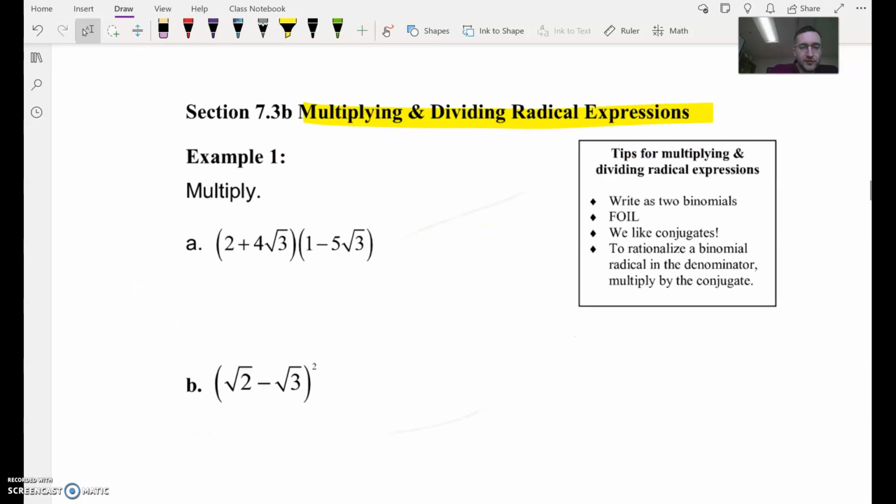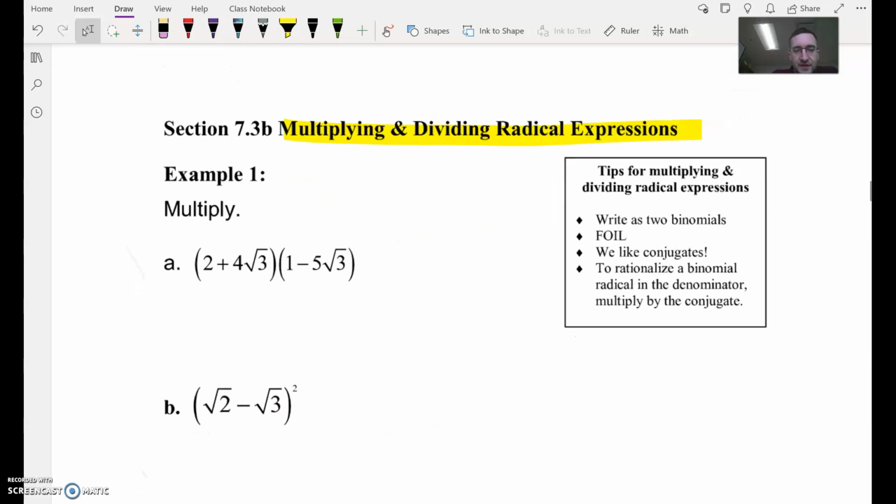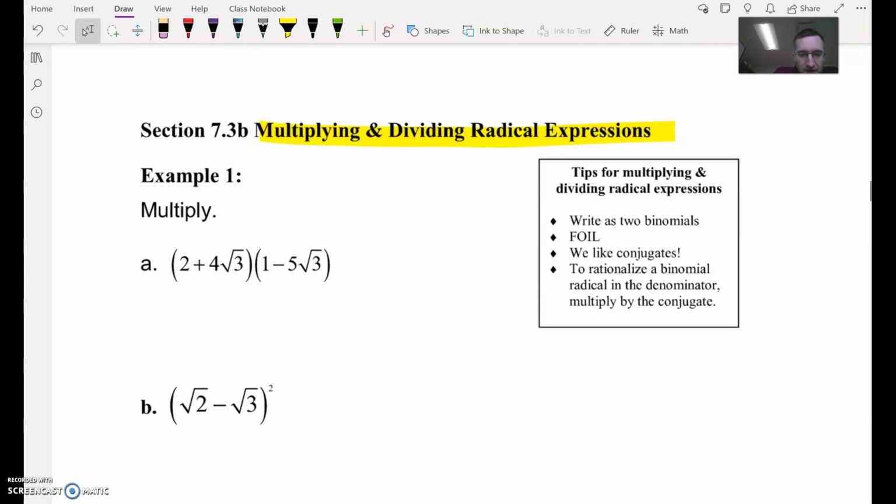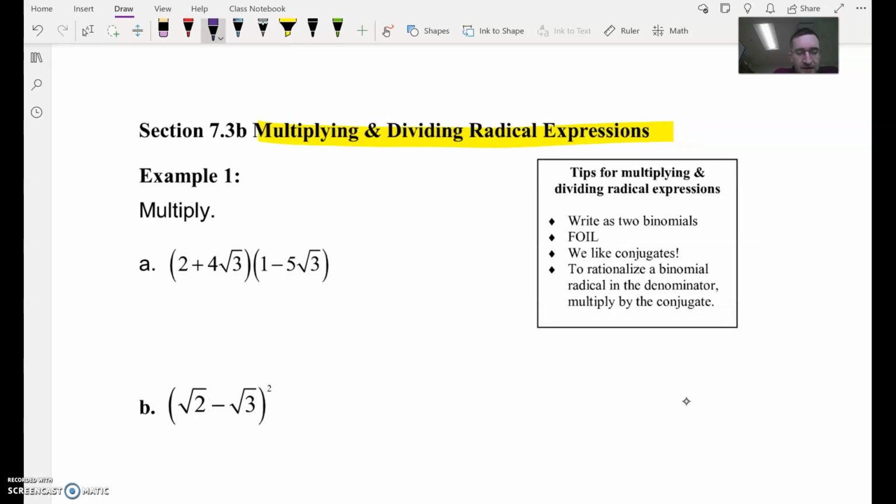First thing is multiplying, okay? If you see something like this, all of our multiplication rules stay, so we still need to FOIL this out. 2 times 1, 2 times negative 5 on the square root of 3. Let's start there. 2 times 1 is 2. But 2 times negative 5 on the square root of 3, you actually multiply the 2 and the negative 5. You leave the radical alone because there's not another radical involved, so that's actually going to be a negative 10 on the square root of 3.